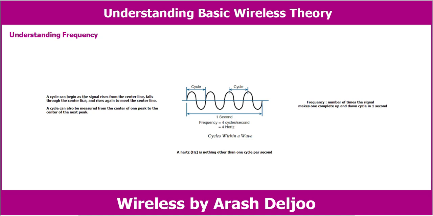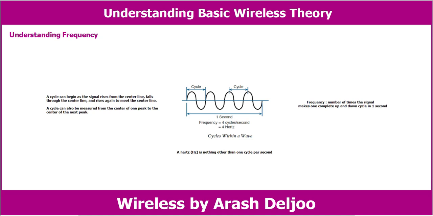Actually, a cycle can begin as the signal rises from the center line, falls through the center line, and rises again to meet the center line. A cycle can also be measured from the center of one peak, okay, to the center of the next peak. And after that, we can say the frequency is the number of times the signal makes one complete up and down cycle in 1 second. No matter where you start measuring a cycle, the signal must make a complete sequence back to its starting position, where it's ready to repeat the same cyclic pattern again.